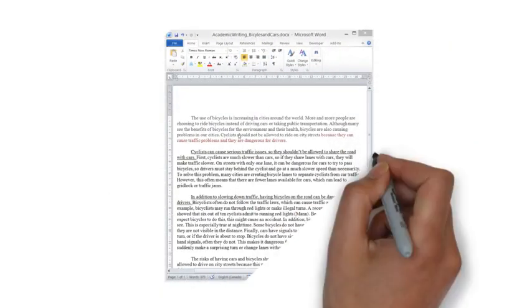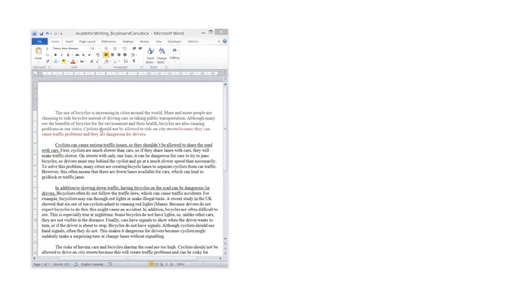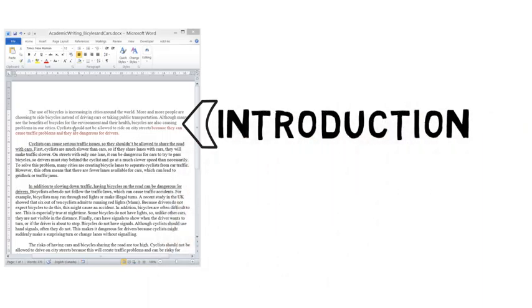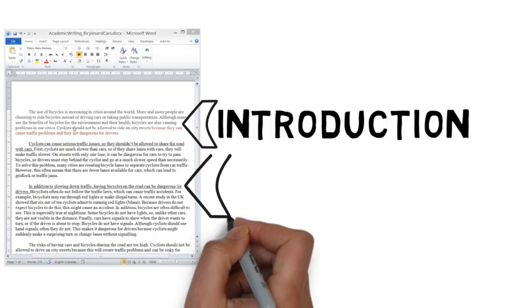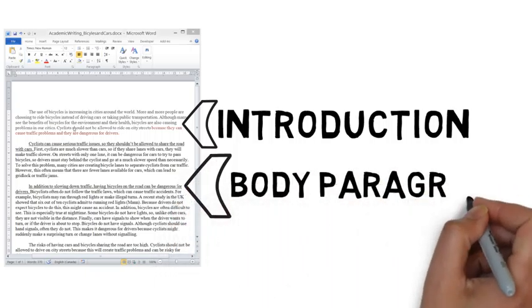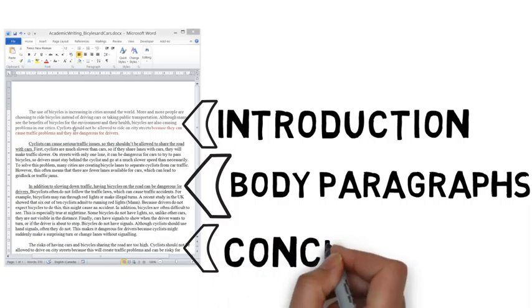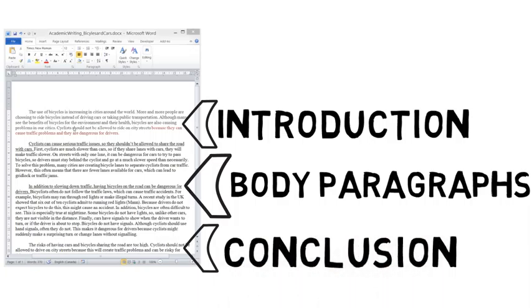If you recall, an academic essay has three main parts. First, it will start with an introductory paragraph. Following the introduction, you will have 1, 2, or even more body paragraphs. And at the end of an academic essay, you will have a conclusion paragraph. Let's focus on the conclusion.